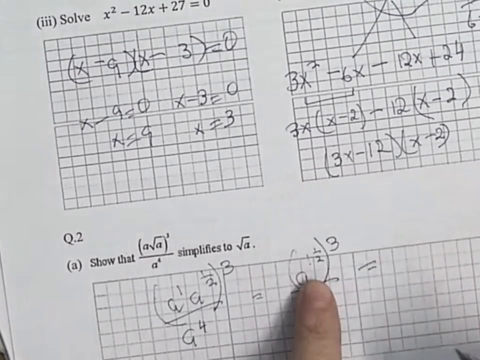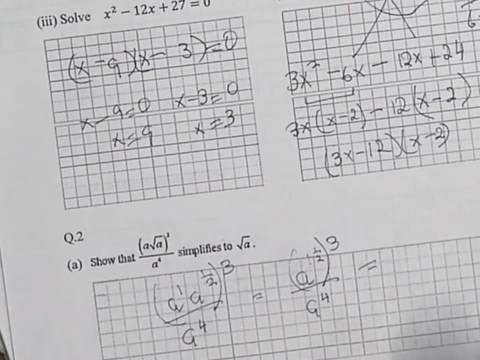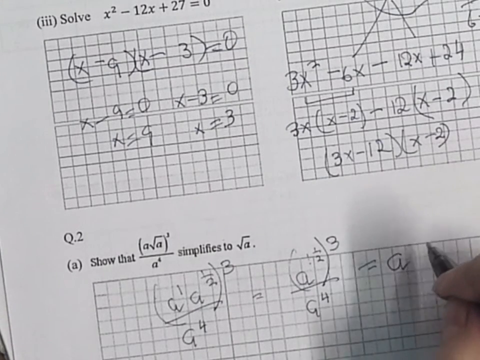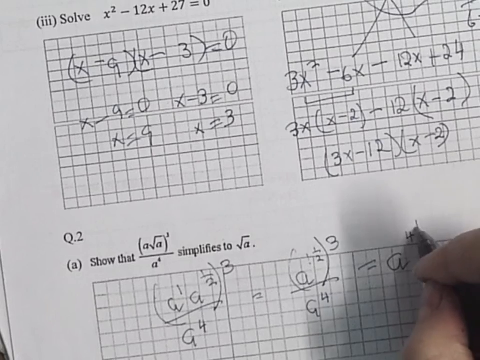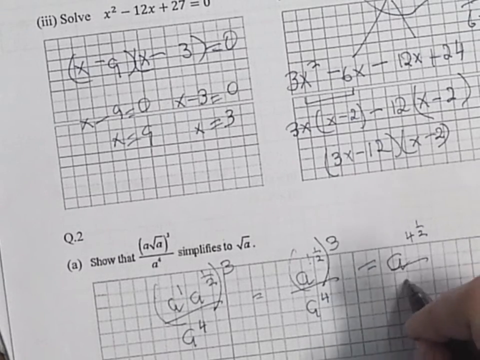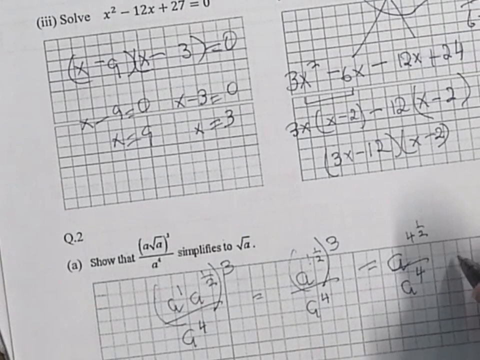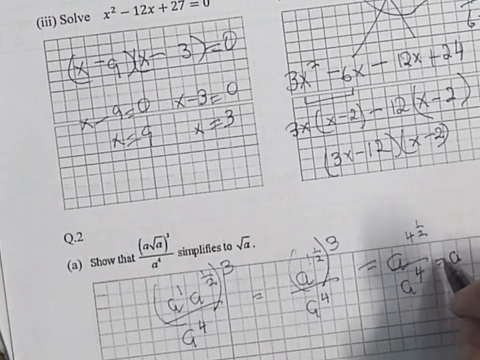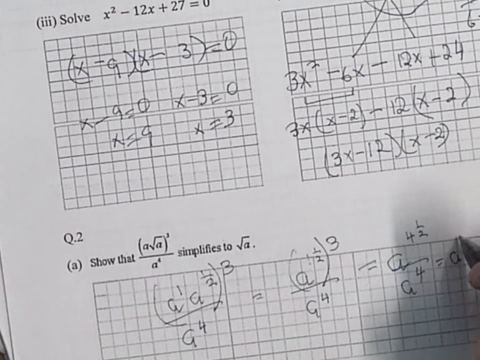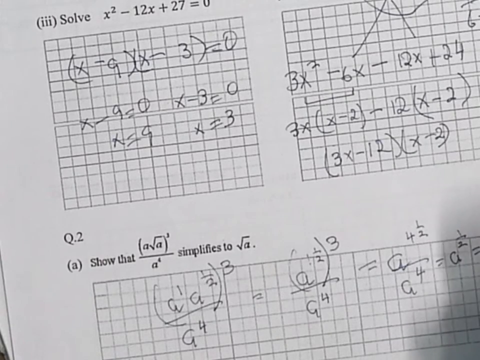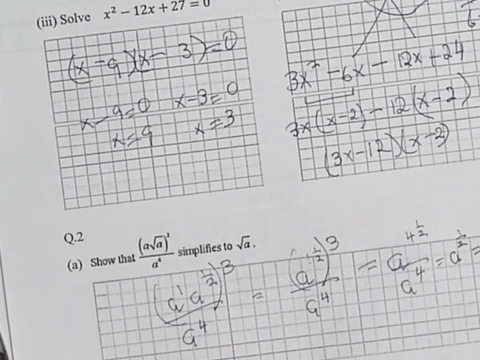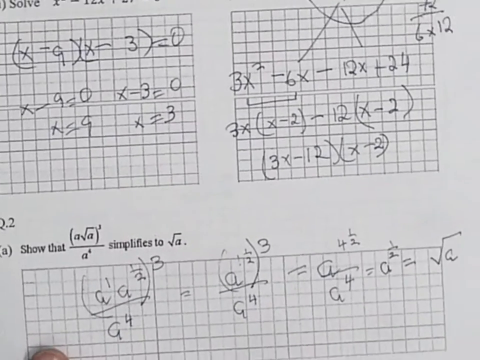Now, raising a power to a power, the rule is you what? Multiply. So 3 times 1 and a half is 4 and a half. Into the calculator with that. Divided by a to the power of 4. Then the rule for division. What's the rule for division? Subtract. So it's the top, take away the bottom. So that would be 4 and a half, take away 4, which is a to the power of a half. And what's another way of writing a to the power of a half? Square root of a, isn't it? Which is what they said it would be. 10 marks for that, okay?